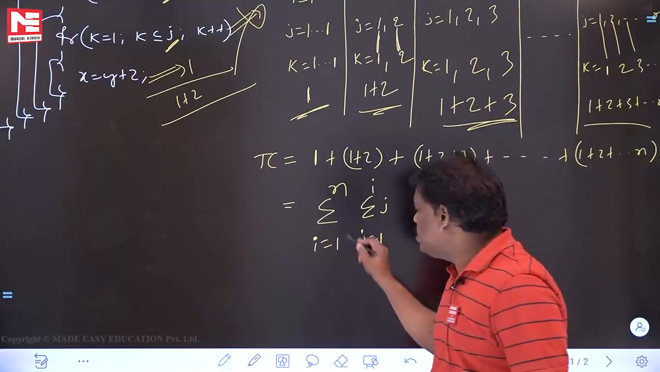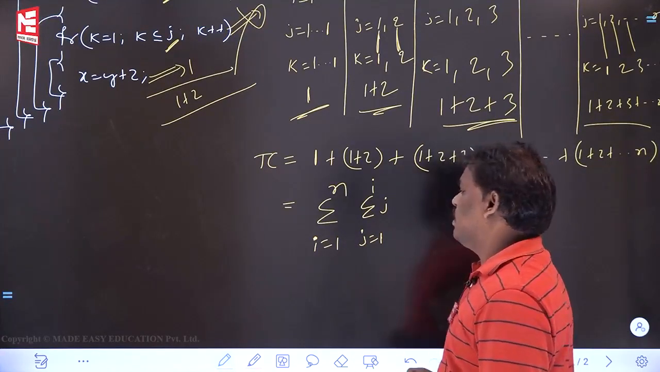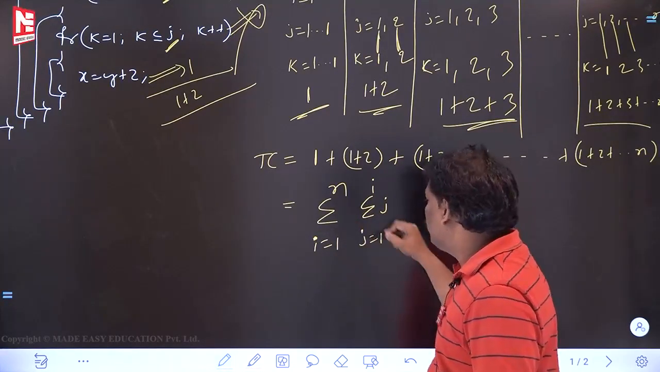Suppose, can you help me? I is equal to 10. What is this? The J loop is 1 to 10, so the sum of 10 natural numbers will come. If I is equal to 1, sum of 1 natural number. I is equal to 2, sum of 2 natural numbers.